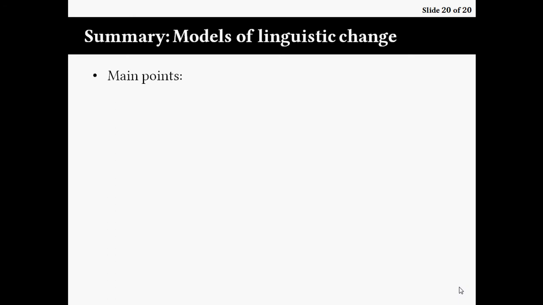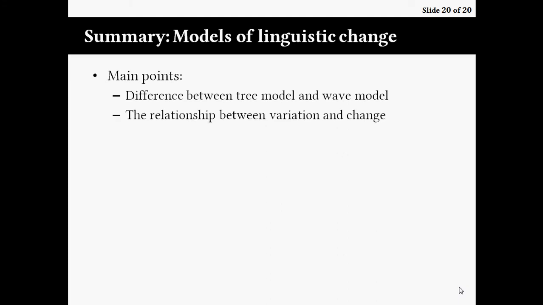Okay, so the main points from this week's topic on models of change, things that you should be familiar with. The difference between the tree model and the wave model: what do the two models show? What are they good at? And what are they bad at? The relationship between variation and change: how does variation often explain how language change happens?